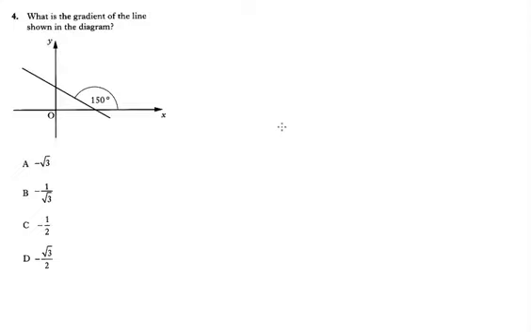This is question 4, Higher Maths 2012, Paper 1. We have a straight line and the angle that line makes with the x-axis, and we're asked to work out the gradient of this line. Now, basic result: x-axis, straight line, angle theta, the gradient of this line will be equal to the tan of theta.